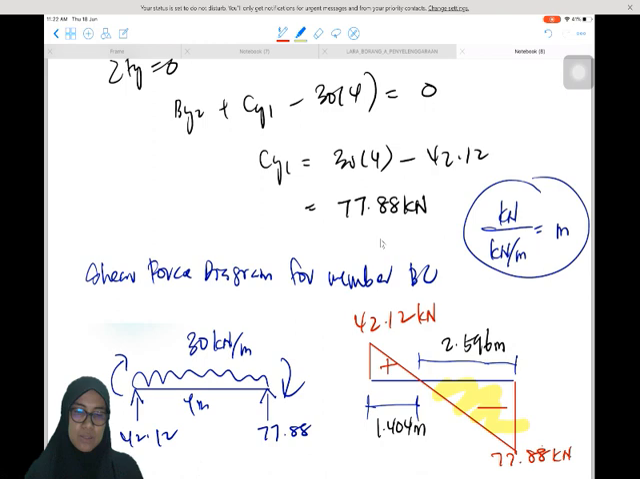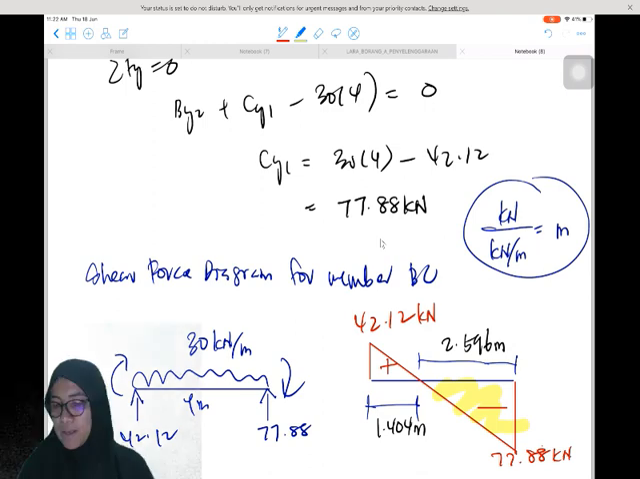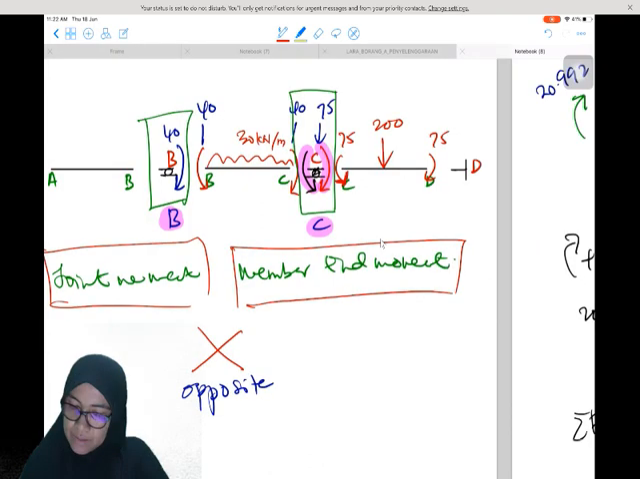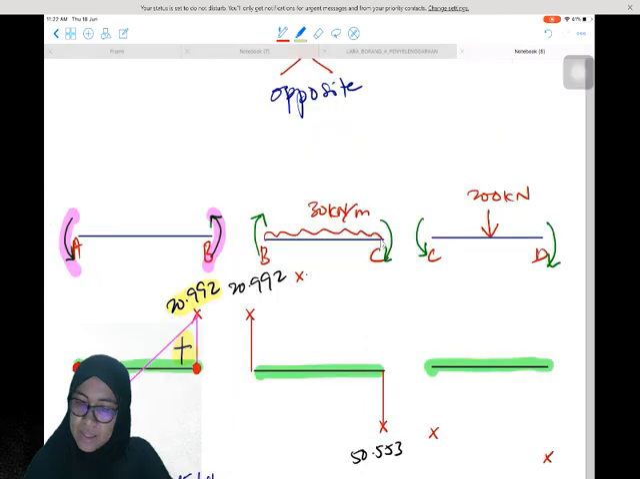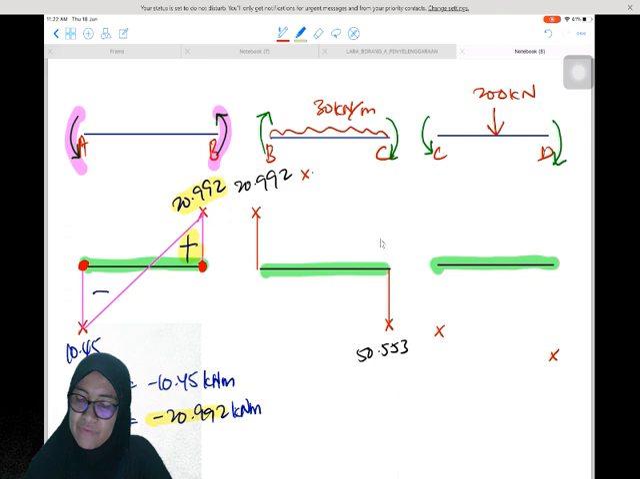0.5 times 2.596 times 77.88, equal to 50.53. Okay, negative 50.53. So then, again, this is correct. This is negative 50.5. Okay, it is about the same.